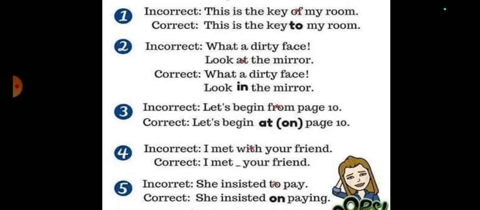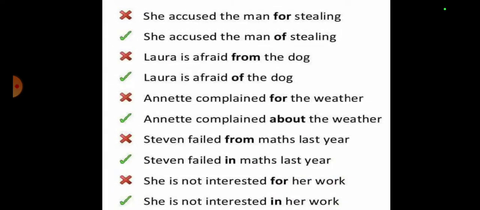In the same way, the last is insisted to. It is wrong. With insist, the pair on is always correct. Next one is accuse for, which means blaming someone. Accuse for is wrong, viewers. We should say accuse of stealing, right? Similarly, instead of saying afraid from, which many students make as a mistake, we should say afraid of. Complain for. No, complain for the weather. It is wrong. No, complain about the weather, right, viewers?